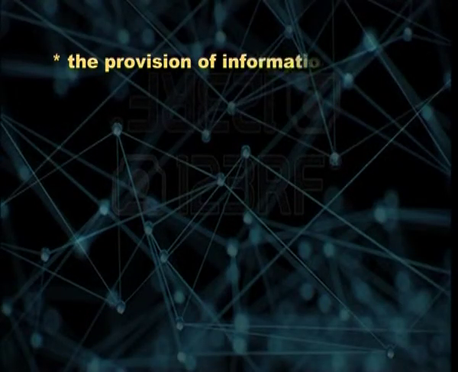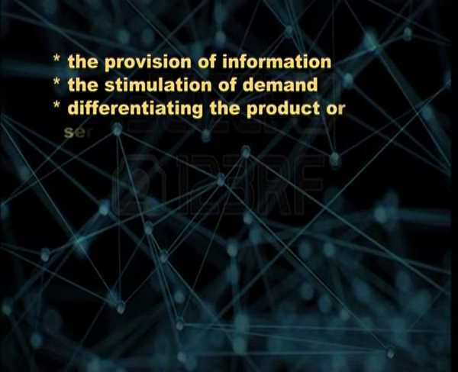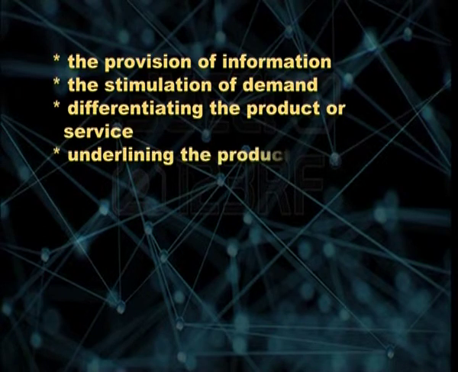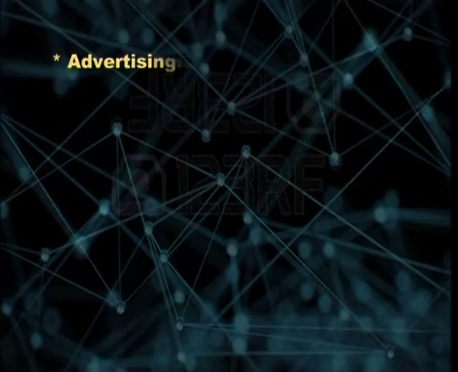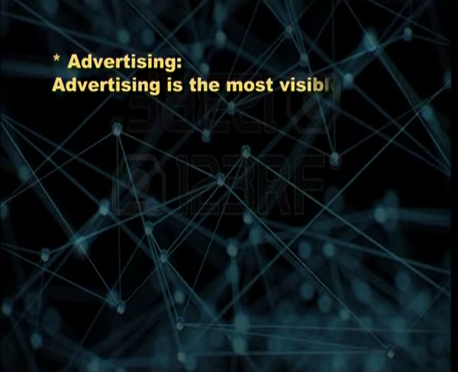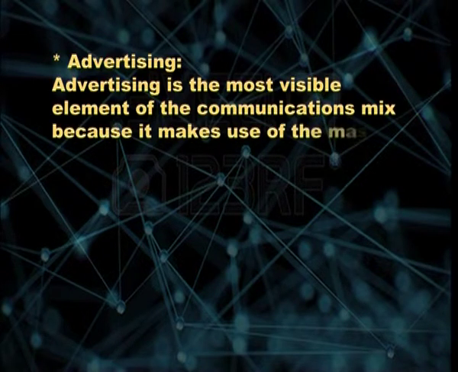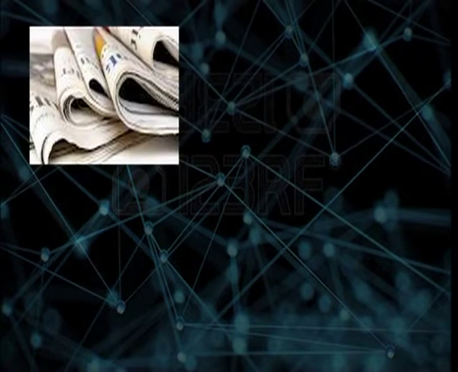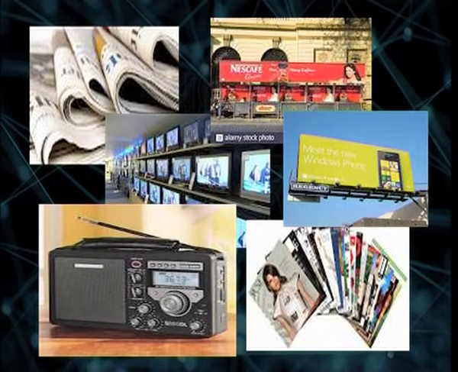Marketing communications serve 5 key objectives: the provision of information, the stimulation of demand, differentiating the product or service, underlining the product's value, and regulating sales. Marketing communications take 4 forms. Advertising. Advertising is the most visible element of the communications mix because it makes use of the mass media, that is, newspapers, television, radio, magazines, bus hoardings and billboards.